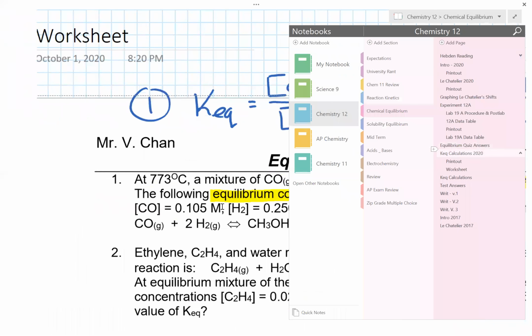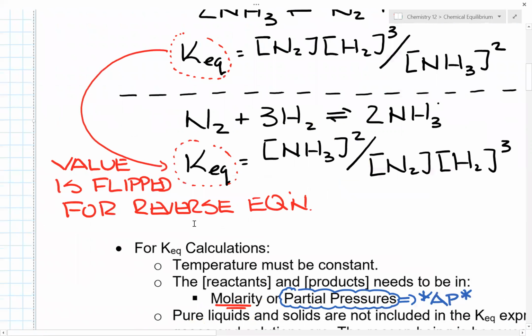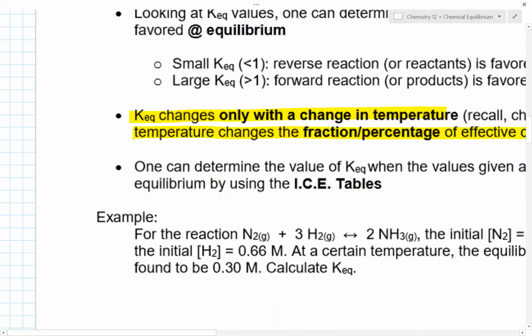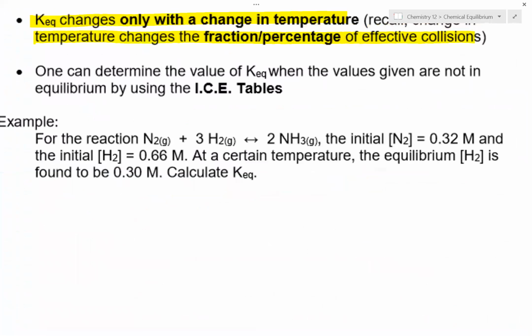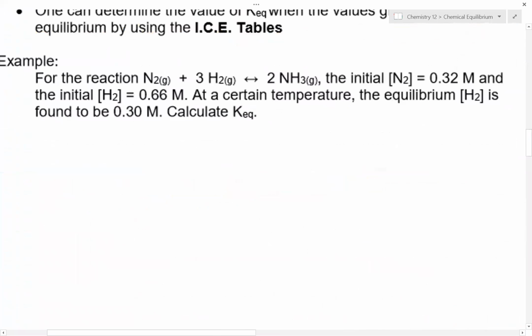But what if we don't have the equilibrium concentrations? One can determine the KEQ values when the values are not at equilibrium by using something called ICE tables, okay? Let me give you an example.